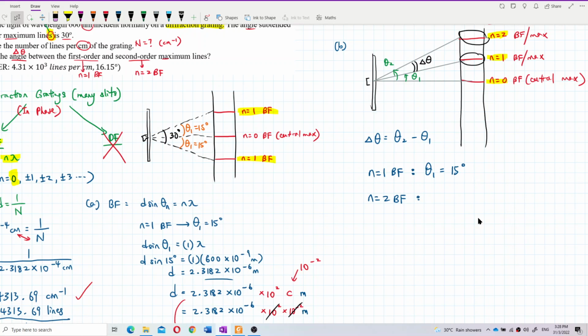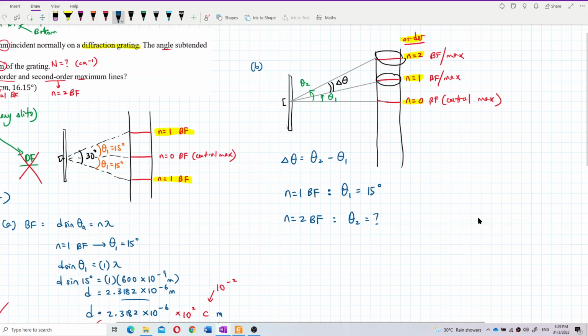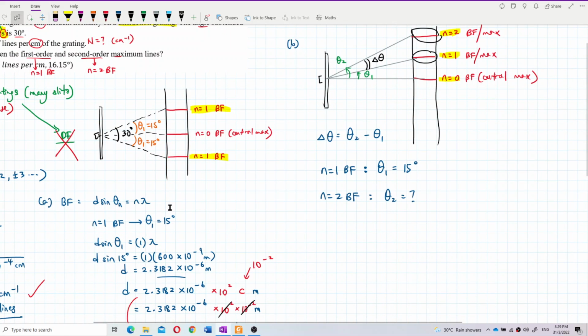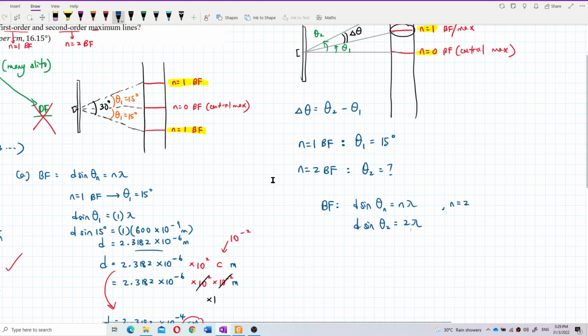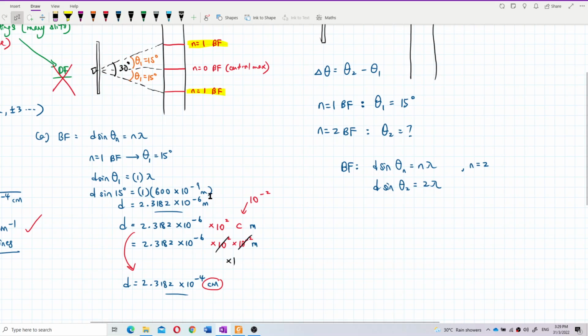Second order maximum. So what is theta 2? I need to calculate. I use the same formula, d sin theta equal to n lambda, the bright fringe formula for the diffraction grating. Now I put n equal to 2 because it's the second order bright fringe. So it's d sin theta 2 equal to 2 lambda. Now what is the d value? Use the d value in meter, in SI unit, not the one in centimeter.